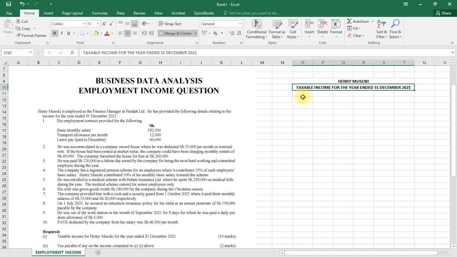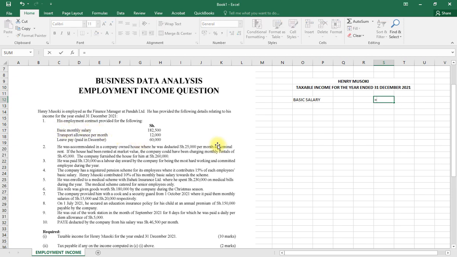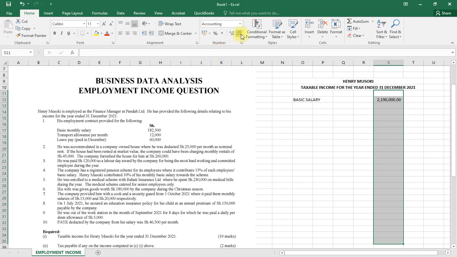I will start with my employment income, because the majority of them is employment income. And the first thing was the basic salary. For the basic salary we are told he was receiving 182,500. It was a basic monthly salary, so I will put equals to 182,500, and I multiply by 12 because we need per annum. I need it to have a 1,000 separator with 0 decimal places.